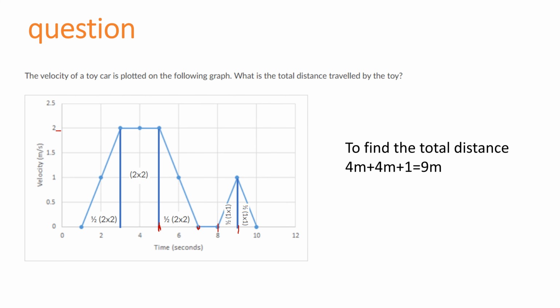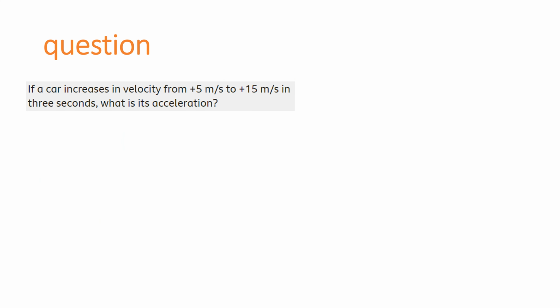After we did all of that, we add all of the values. Here we got 2, here we got 4, here we got 2, and for those two triangles we got 1. So we just add 2 plus 4 plus 2 plus 1, which gives us 9 meters, the total distance that the toy travels.